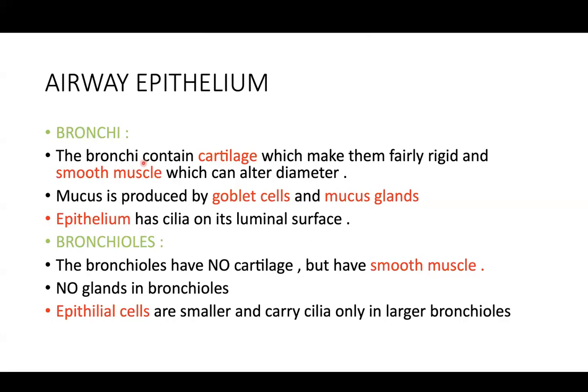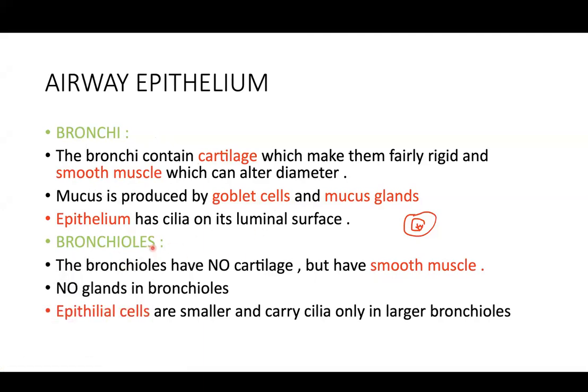Now, what's the luminal surface? The luminal surface is the side of the cell that's facing towards the lumen. Let me see if we can draw it. Okay. So, this is the trachea. We're looking at the trachea from up top. This is the trachea. This is the lumen of the trachea. So this cell, which is present towards the lumen, is called a luminal cell. This luminal cell has cilia for the bronchi, and it also has mucus produced by goblet cells and mucus glands, and it has cartilage and smooth muscle.